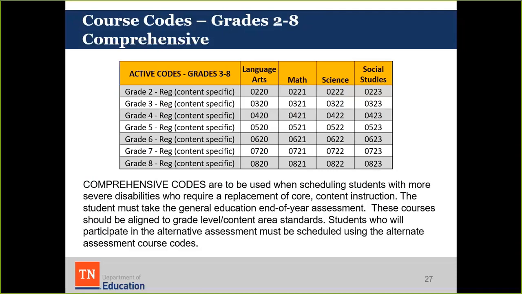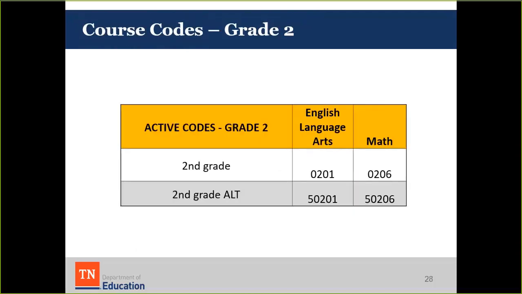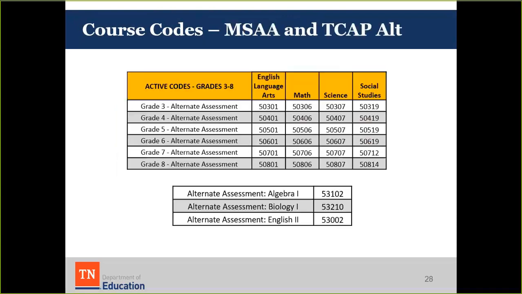Please note, comprehensive codes are for scheduling students with more severe disabilities who require a replacement of core content instruction. Those students will be taking the general education end of year assessment. If they are taking the alternative assessment, you're going to put them in the ALT course codes. There's grade 2, includes grade 2 ALT, and then the MSA and TCAP ALT codes, which should be used for any student taking the alternate assessments.